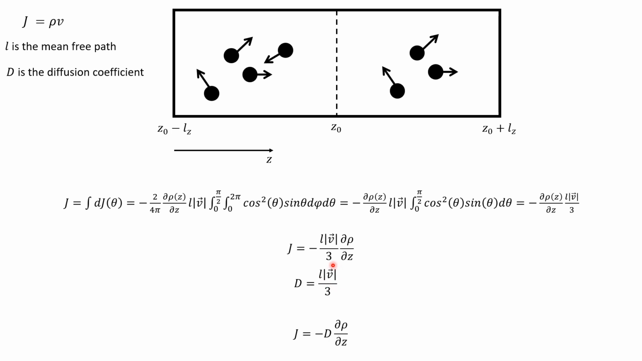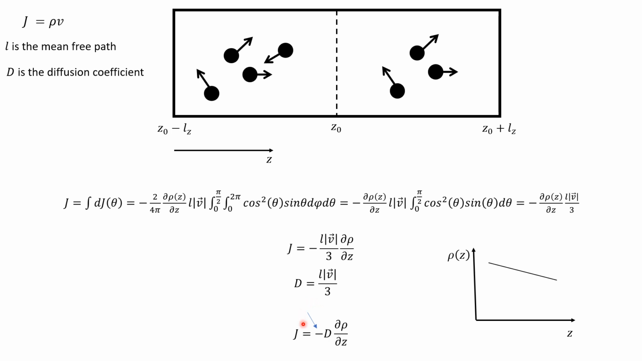As I mentioned briefly, the magnitude of the velocity is actually not fixed, so this is an average over a distribution of magnitudes that depend on the temperature. So the diffusion coefficient also depends on the temperature, but we don't need to worry about that in this course. So we finally get an expression for a diffusion current in terms of the diffusion coefficient.